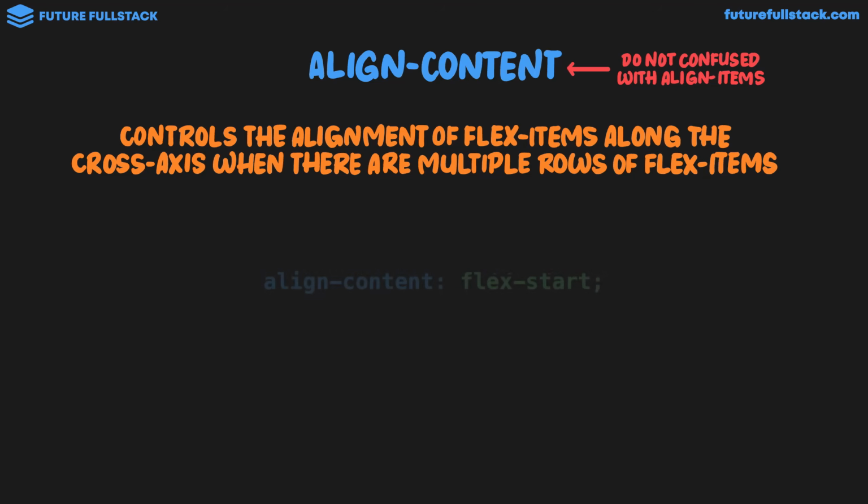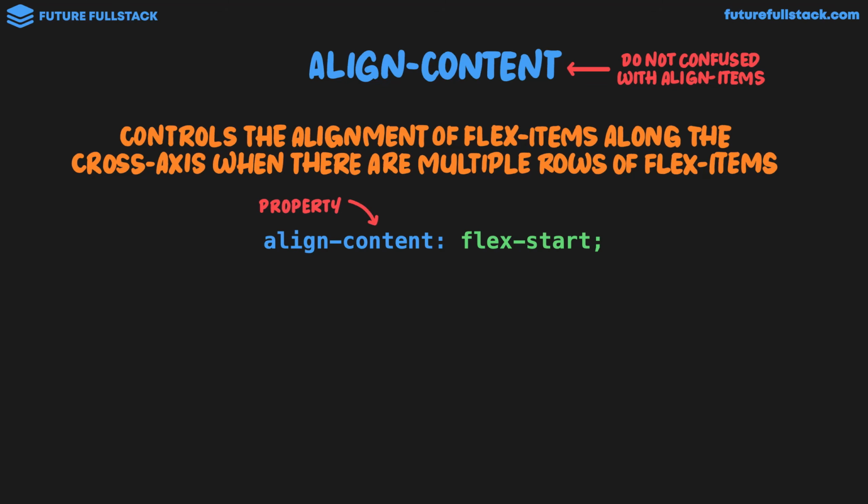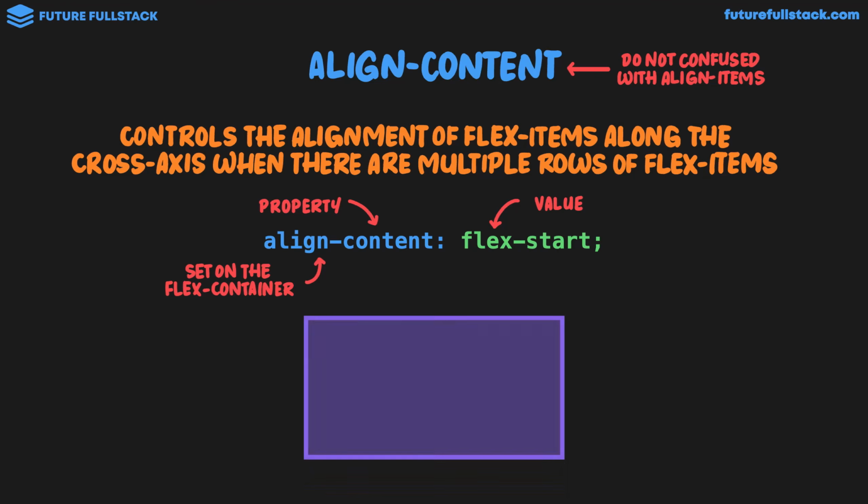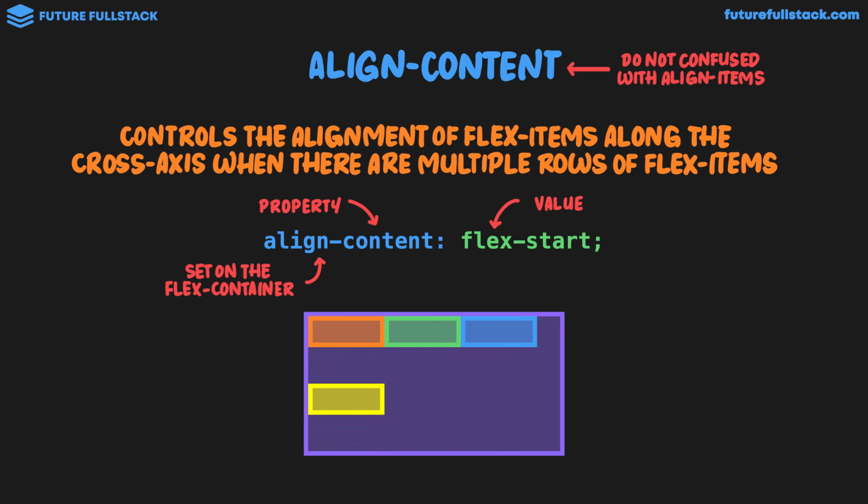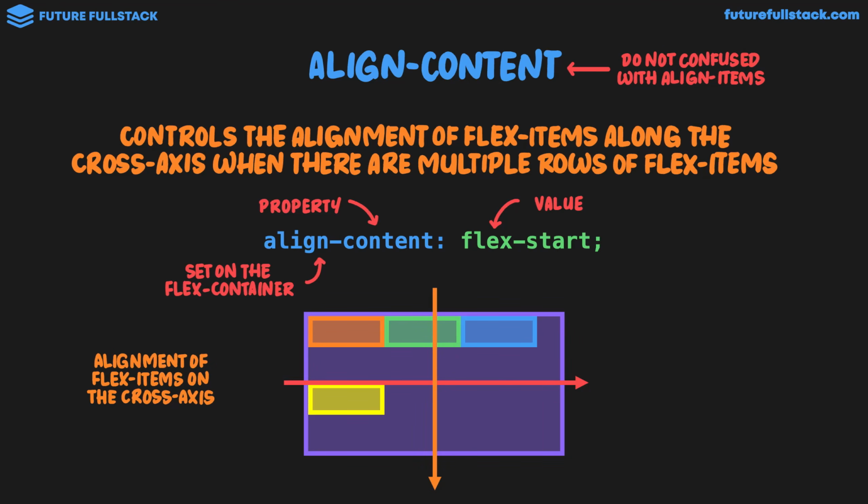In CSS, it looks like this, where align-content is the property, and flex start is an example of a value. Also, really importantly, align content is set on the flex container. So let's have a look at the setup of this. We have our flex container. In this example, I'm looking at one with a fixed height. We have our flex items, which are wrapping onto different rows. We have our main axis and our cross axis. So align content is the alignment of flex items on the cross axis when there are multiple rows of flex items. That is, when we are applying flex wrap.